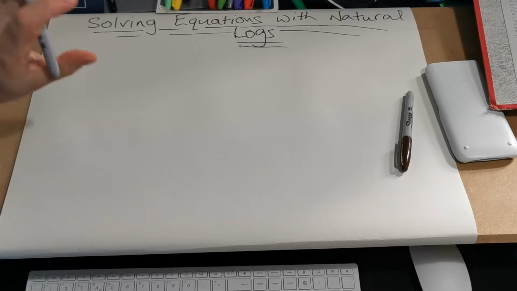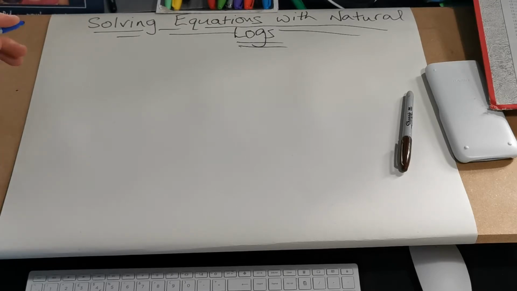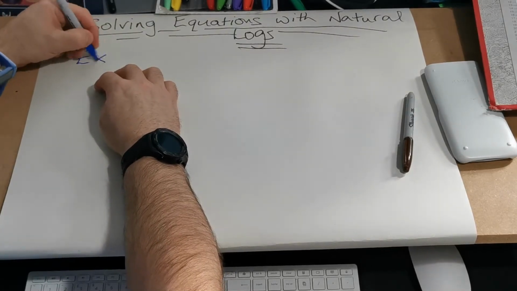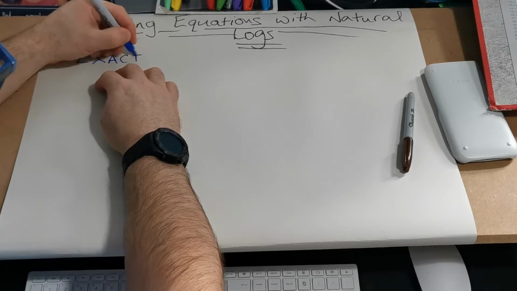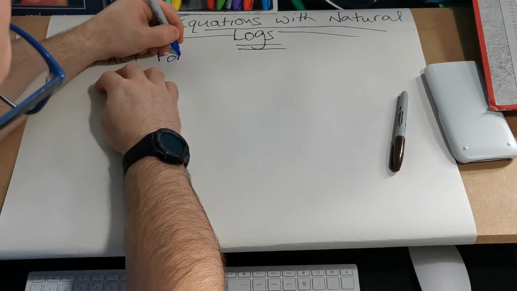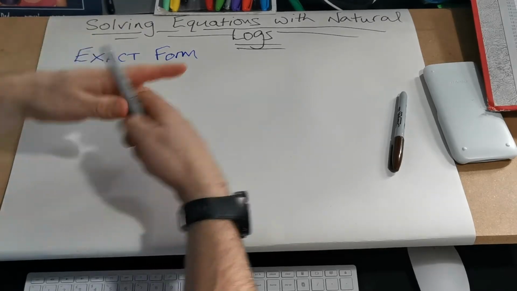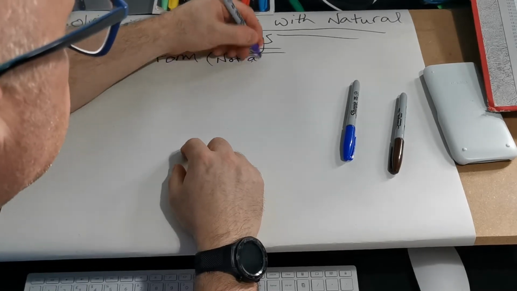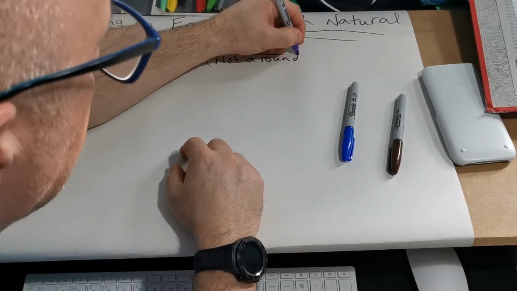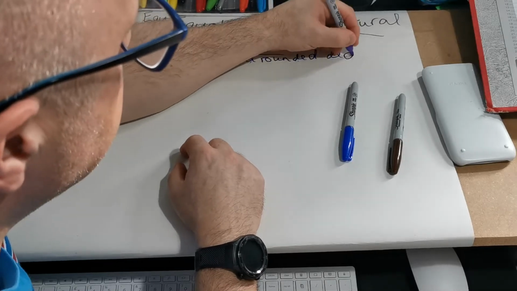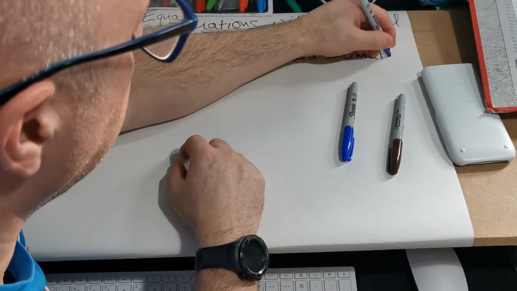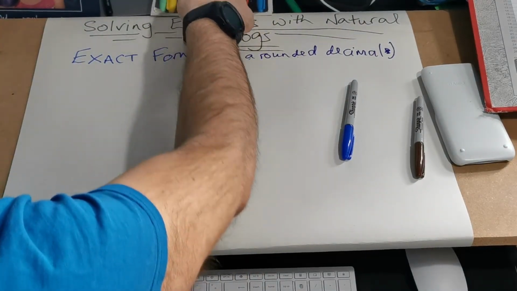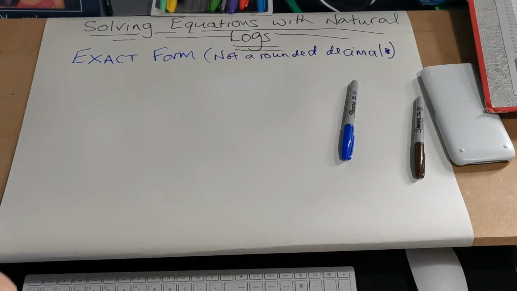The thing though that I need to highlight is the word's exact form. So basically what you're looking for here is something that's not a rounded decimal. As soon as you start rounding anything, you're not exact. You're looking at an approximation. And there's a couple of little things within these questions that I want just to highlight.